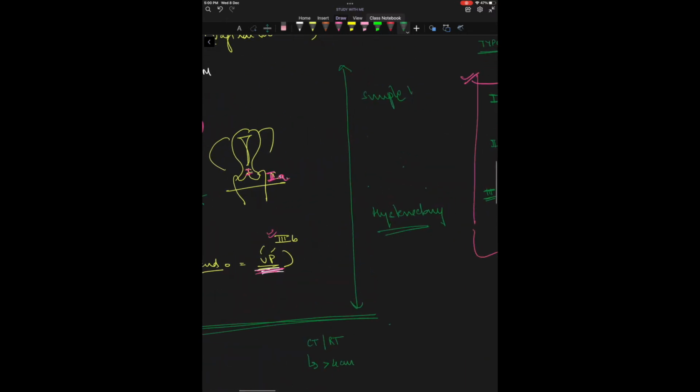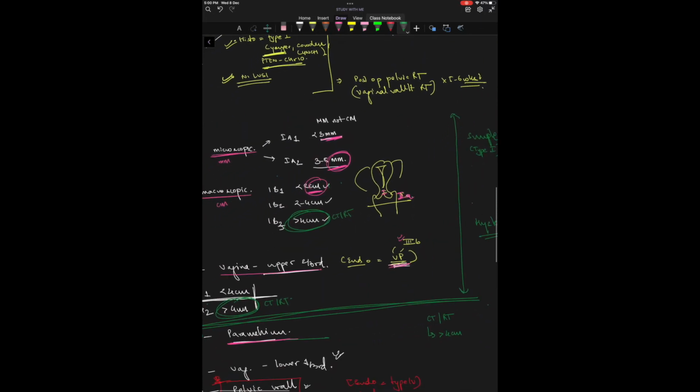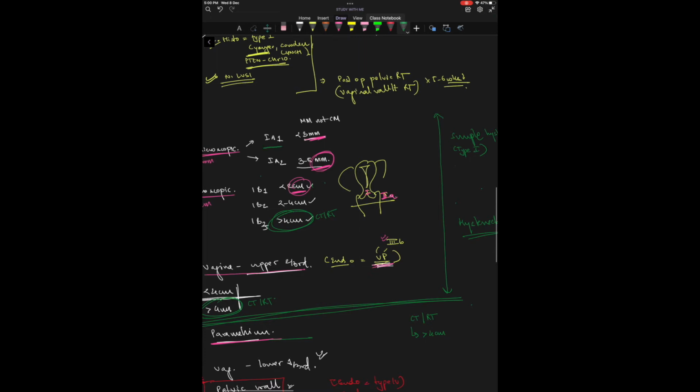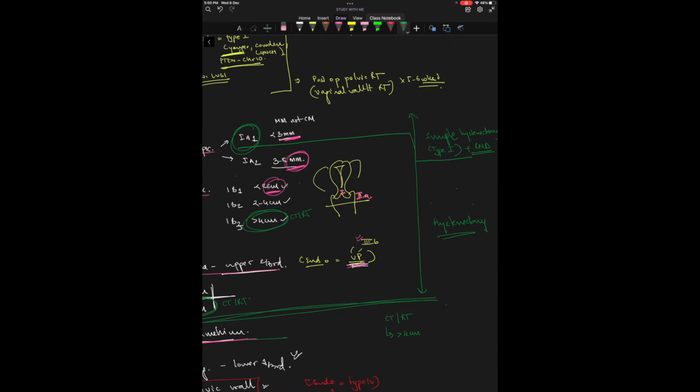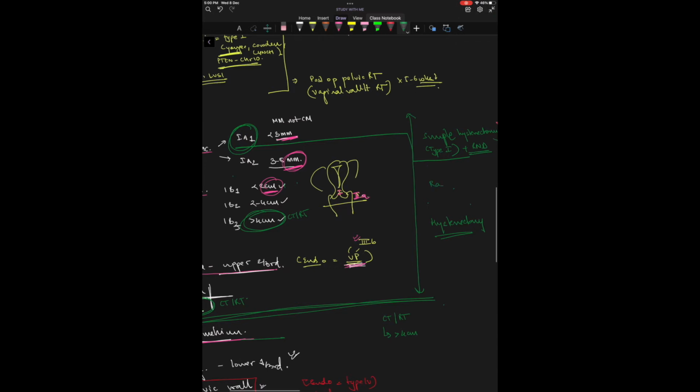It's 5 o'clock. This is type 1 as we studied before, and it can be done up to stage 1A1. Alright, till stage 1A1 we can do simple hysterectomy followed by lymph node dissection, and after stage 1A1 what we go for is radical hysterectomy.